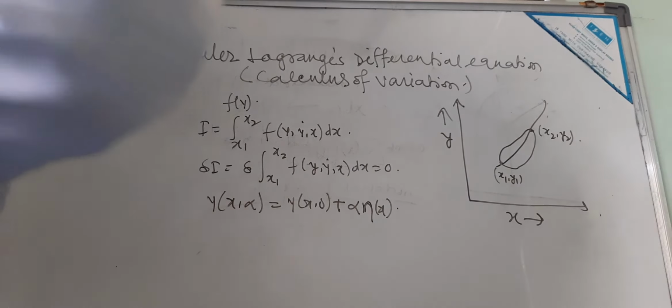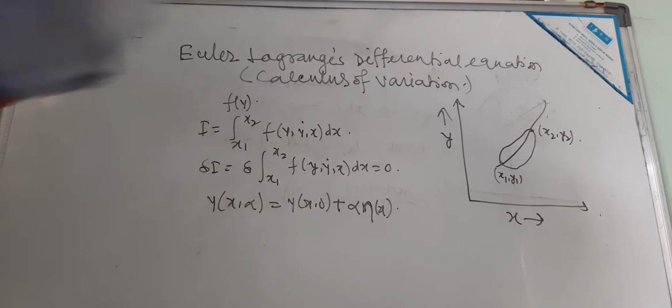So I(alpha) is written as the integration from x1 to x2 of the function f(y(x, alpha), y dot(x, alpha), x) dx. That is I(alpha). Alpha refers to the different paths, so we can have different paths.